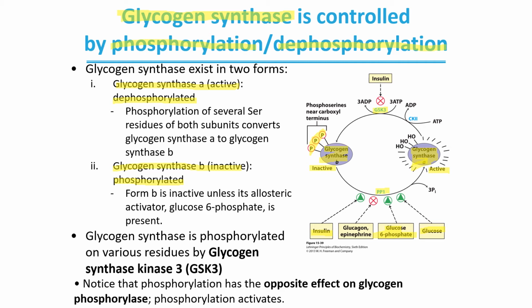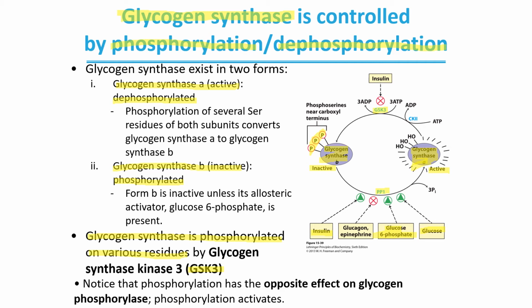And this effect is written here. Glycogen synthase is phosphorylated on various residues by this GSK3 enzyme, glycogen synthase kinase 3. So this is the enzyme that makes it inactive, and insulin can also inhibit this GSK3 enzyme so that glycogen synthase does not become active.